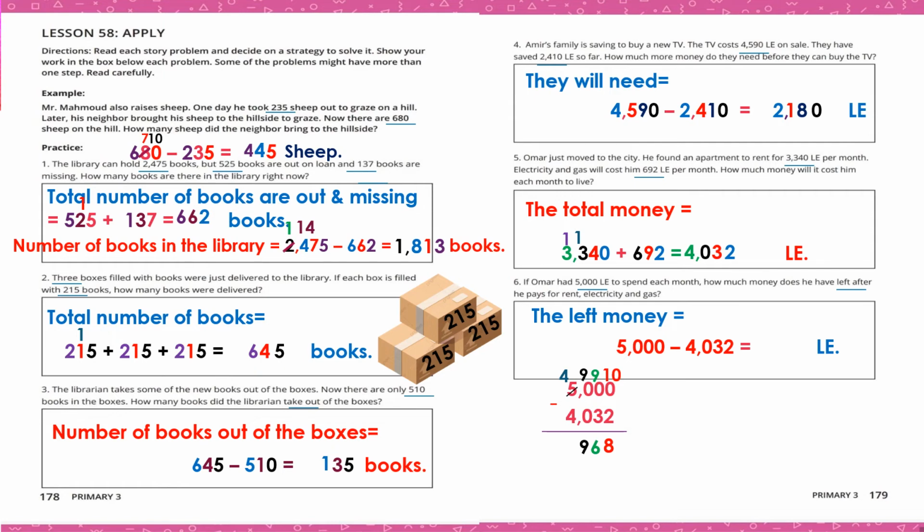And the last one, 4 minus 4 is 0, and 0 in the last place is nothing, okay? It has no meaning. So the result will be 968 pounds.